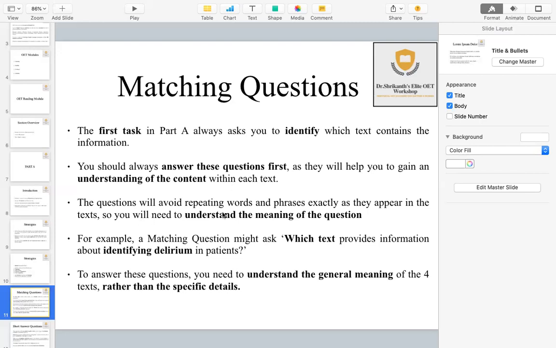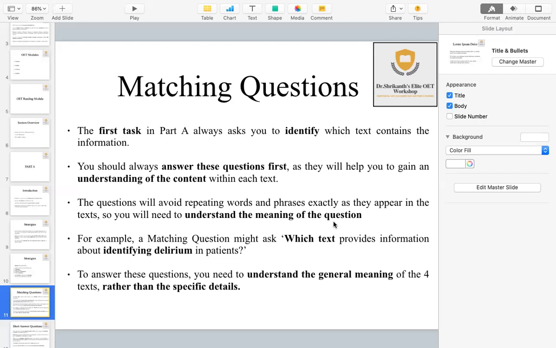The questions will avoid repeating words and phrases exactly as they appear in the text. So you'll need to understand the meaning of the question. What does this mean? These OET people are very clever and cunning. They do not give you the exact words in the questions exactly as they are written in the paragraph. What they do is mix up the words, interchange the sentences, use a lot of synonyms and a lot of different phrases. But essentially the meaning will be the same in both the paragraph as well as the question.